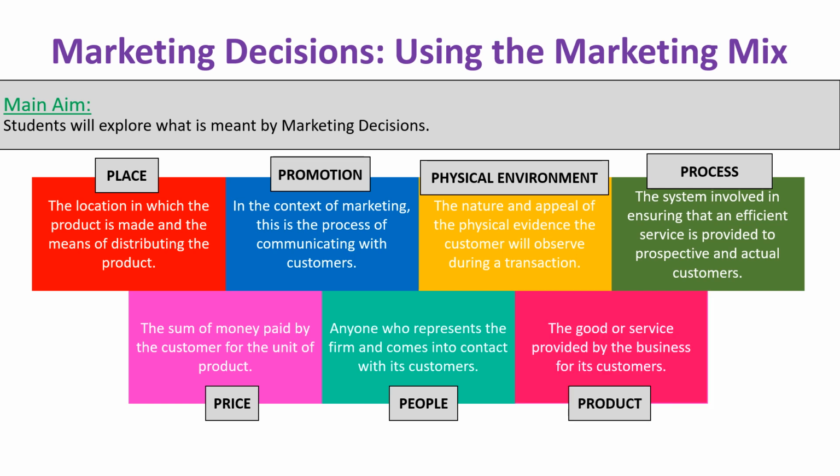Now, the final and most important component of the marketing mix is the product itself. Without the product itself, you will not make a profit. This is the good or service provided by the business for its customers. And there are many ways to increase innovation of the product and to add value to the product. And this can be through extension strategies, which we will look at in the product life cycle. These can be through changing the product features, adding new features, changing the colour, or changing the pricing of the product.